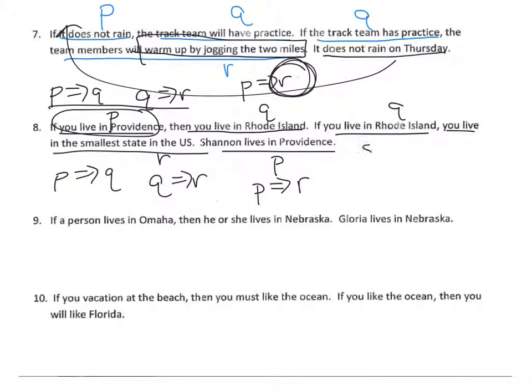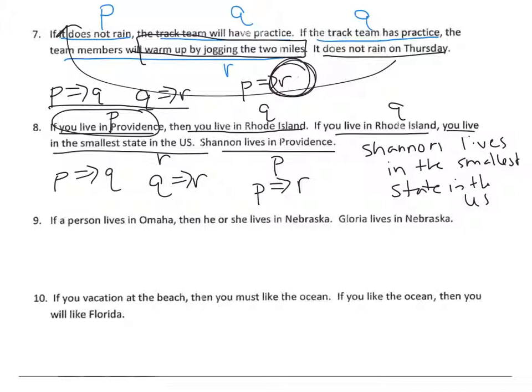So you conclude that Shannon lives in the smallest state in the U.S. You're basically combining the law of syllogism with the law of detachment.